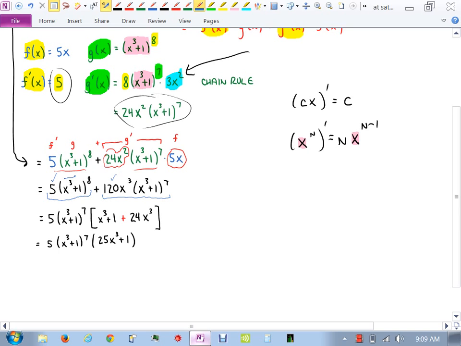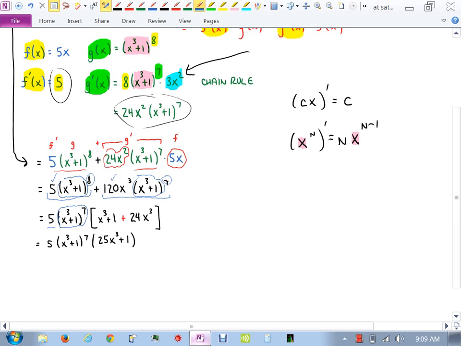I can actually look at this x cubed plus 1. I have 8 of them here, and I have x cubed plus 1 here, I have 7 of them here. So what they have in common is 7 factors. So I can pull out 7 of those. So here's my 5 I pulled out. Here's those 7 that I pulled out.